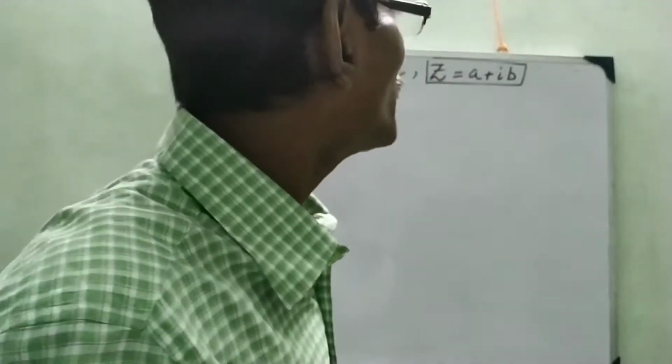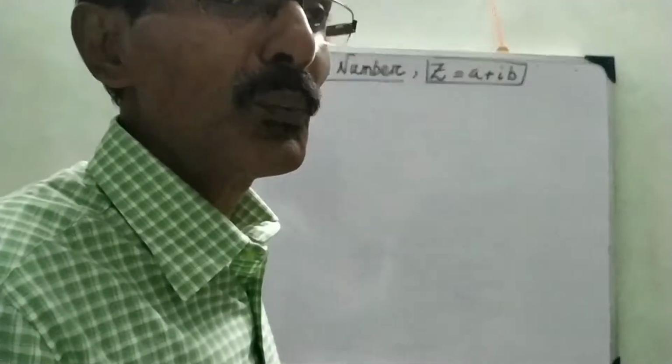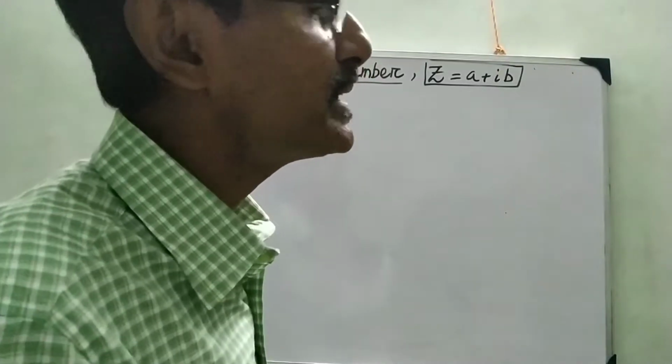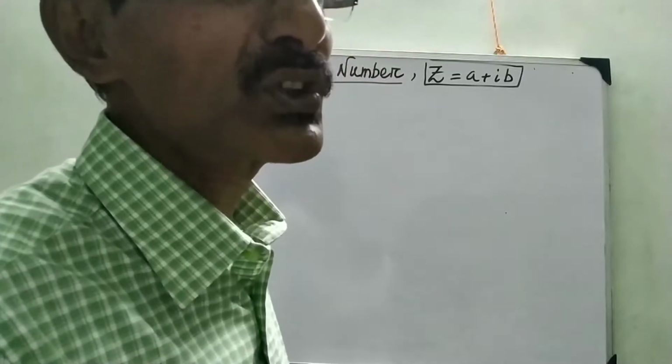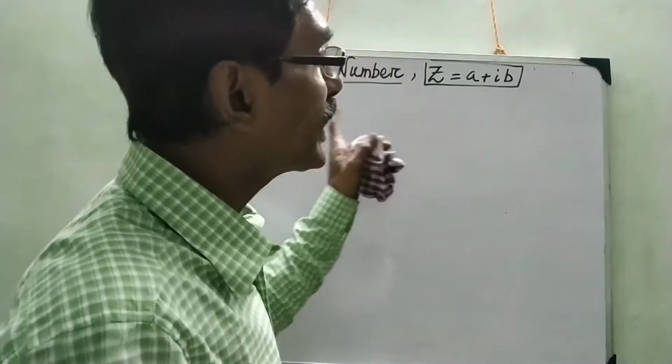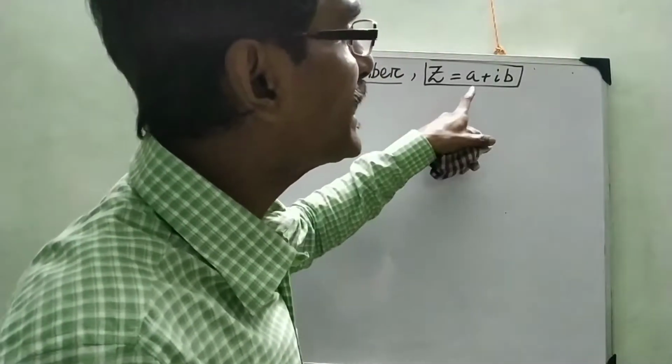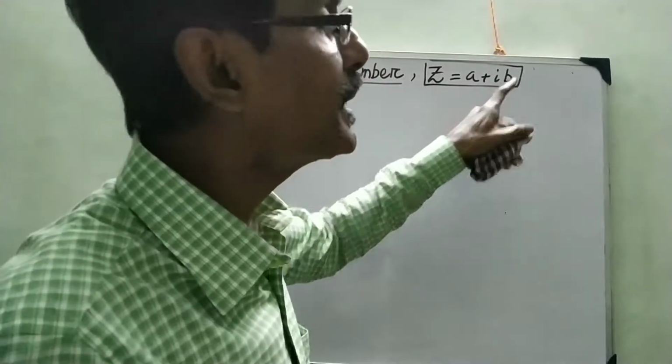Last day we started the most important chapter in algebra, complex numbers. I have already discussed what a complex number is and its properties. Today I want to start. Firstly, the complex number in standard form: a plus ib.